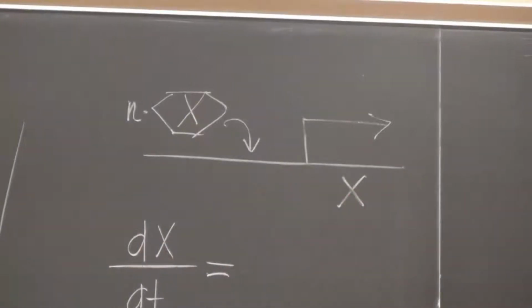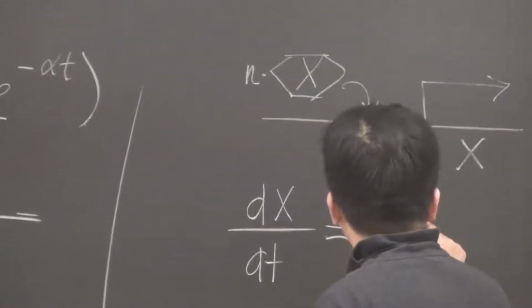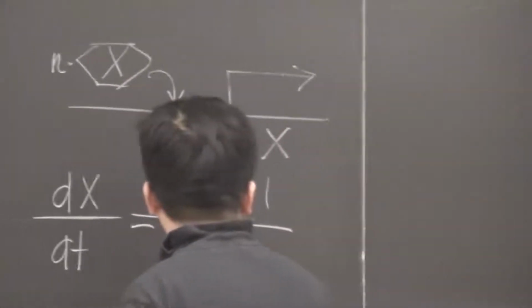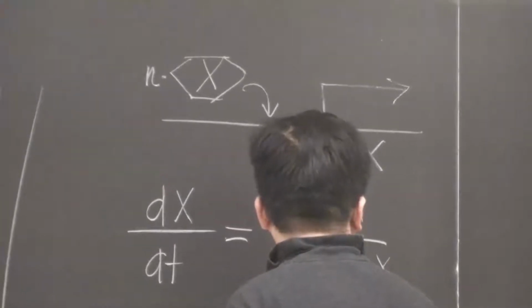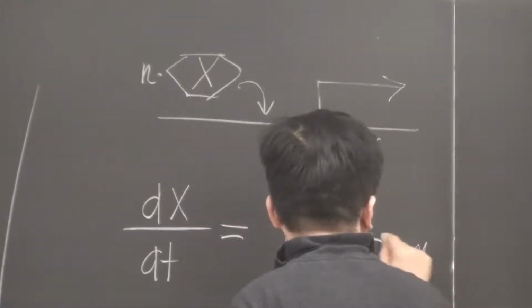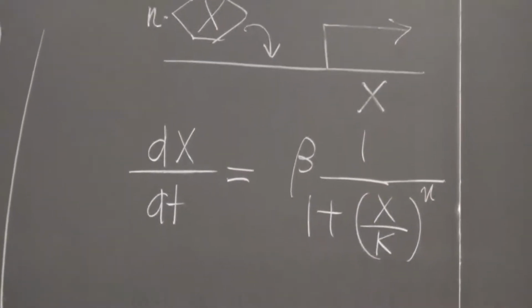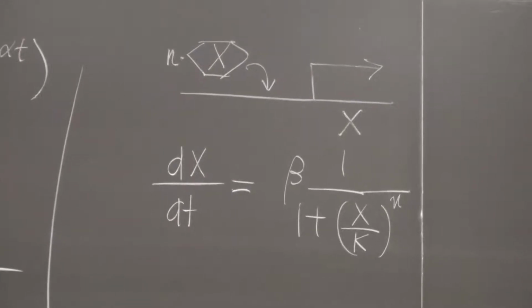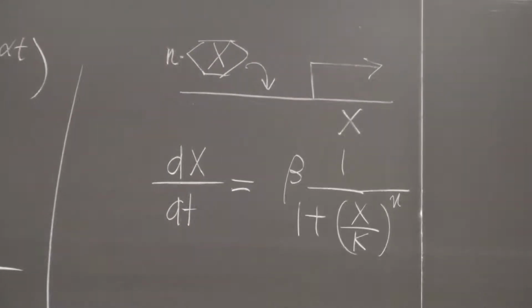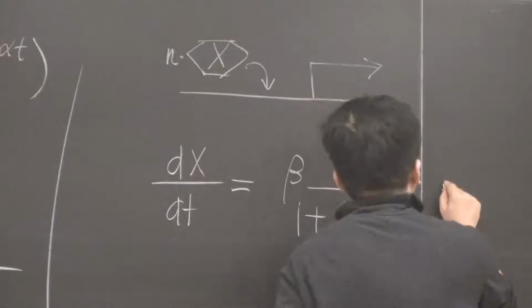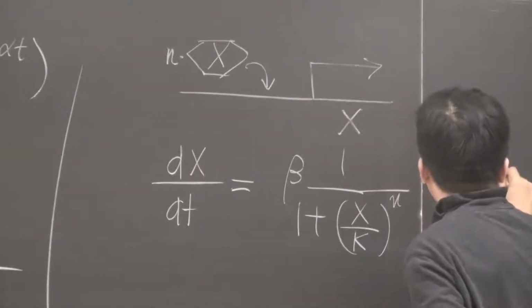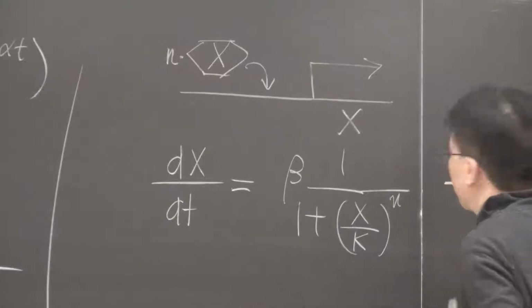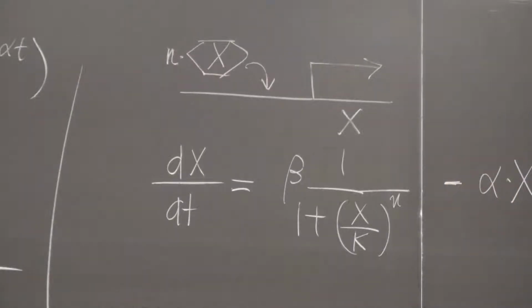dX/dt, rate of production of X. Actually, the time change of this will be beta times, okay, I'm just taking it from this. You're using X to repress the expression. So this is the amount of repression you're getting times the basal production rate. Okay? And then we have alpha times X for its own degradation.